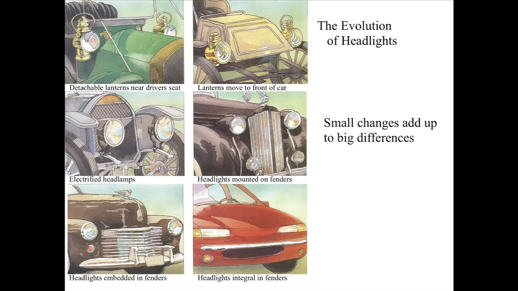Ideas evolve like genes. Look at this example of the evolution of headlights. When cars were first developed, headlights were lanterns near the driver's seat. Lanterns then moved to the front of cars. And then eventually we had electrified headlights that eventually became embedded into fenders. And the fenders moved to the front of the car, and headlights became integral into the fenders themselves and the modern lights that we have. Until now, we see that we might have a Googleable car that self-drives. This is the evolution of ideas. This is the evolution of innovation. This is the evolution of humanity.